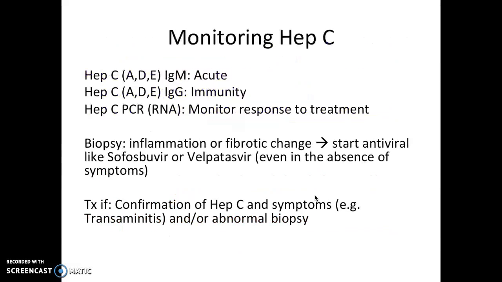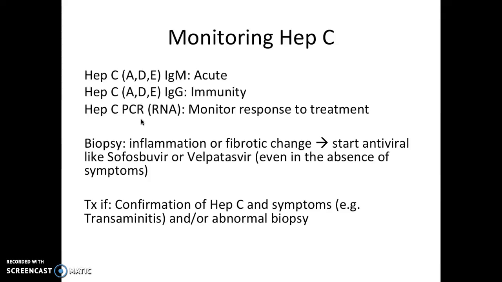So monitoring Hep C is a little bit more straightforward because basically like A, D, and E, we can just look at the IgG or the IgM. So remember, IgM elevates during acute phase of an infection, and IgG suggests that there's immunity. Now conversely, if you want to monitor the response of a patient to a given treatment, you can actually just do a PCR of the virus and see what the load is by viral DNA or RNA.